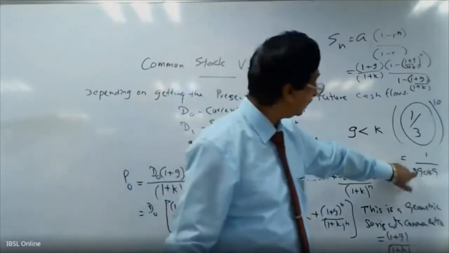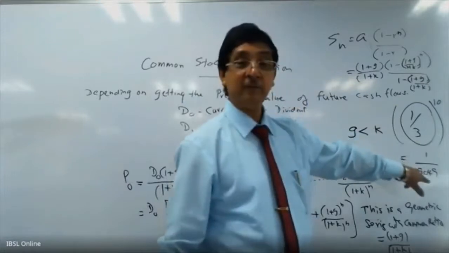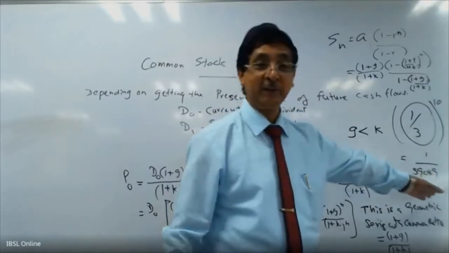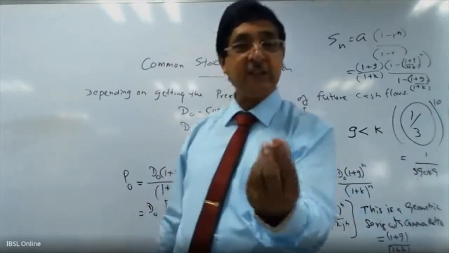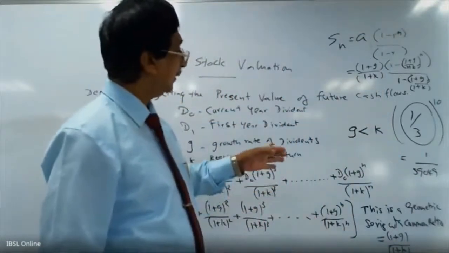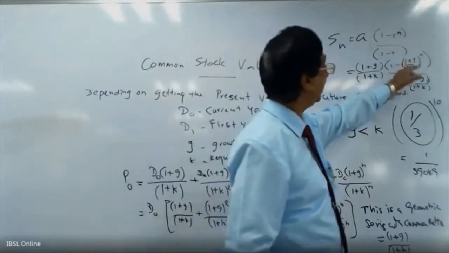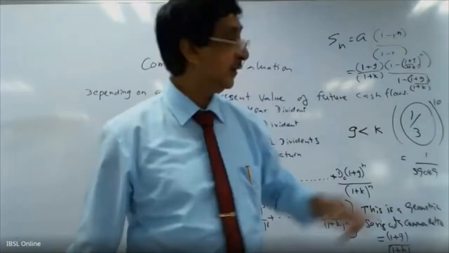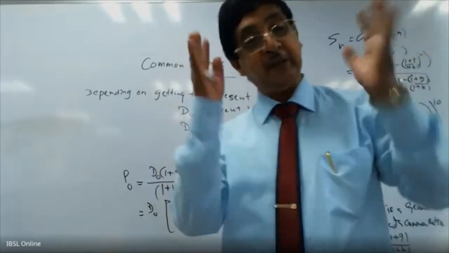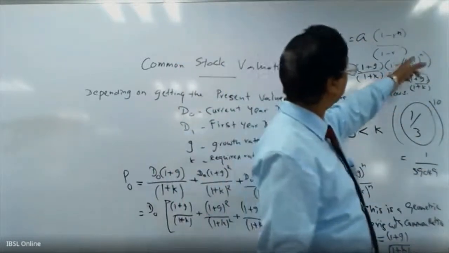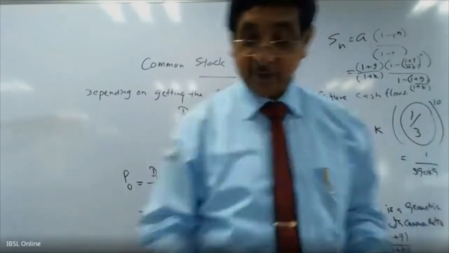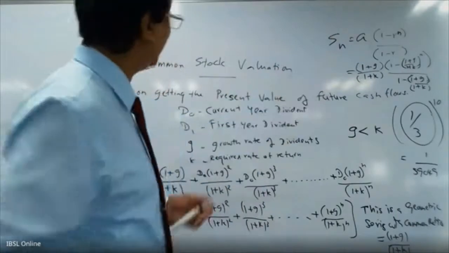If this value goes very high, it can be 1 million, no, 10 million or whatever it is in the denominator, then that figure is a very, very small figure. It's a 0. So what you do is, since 1 plus G over 1 plus K is less than 1, its power N, power N is a big number. So therefore, this particular ratio, 1 plus G over 1 plus K to the power N, will become 0. Then our formula will become this.